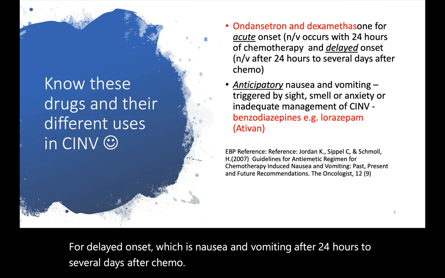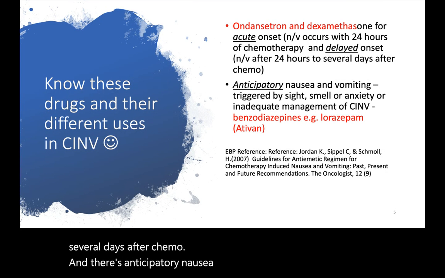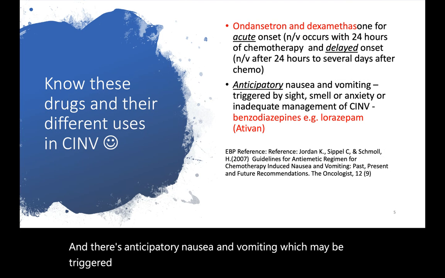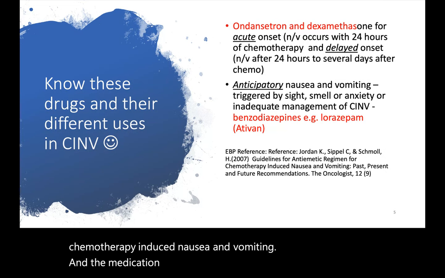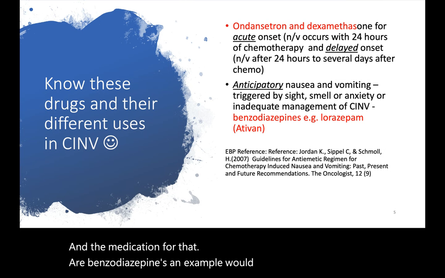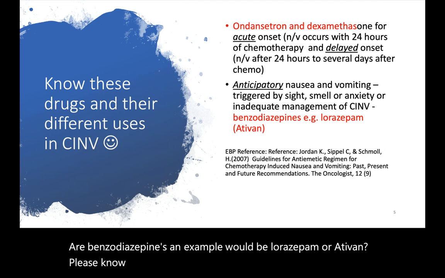And there's anticipatory nausea and vomiting, which may be triggered by sight, smell, or anxiety, or inadequate management of chemotherapy-induced nausea and vomiting. And the medication for that are benzodiazepines. An example would be lorazepam or Ativan. Please know these drugs and their different uses in CINV or chemotherapy-induced nausea and vomiting.